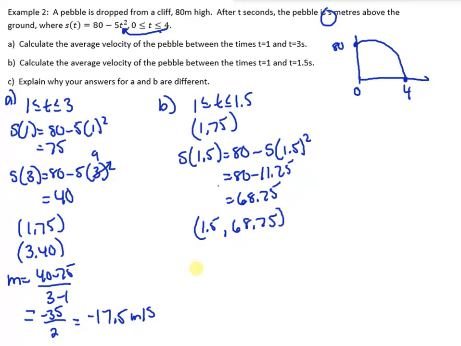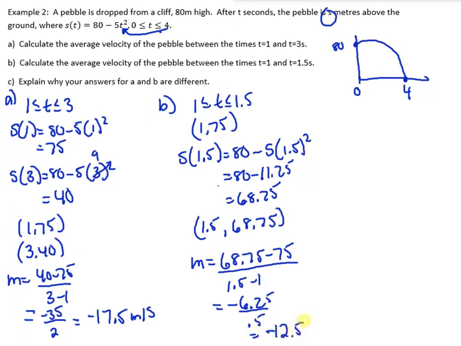We're trying to find the average velocity. We simply do 68.75 minus 75 over 1.5 minus 1. 68.75 minus 75, I get negative 6.25 over 0.5. I get negative 12.5 meters per second. Okay, so why are our answers in A and B different?